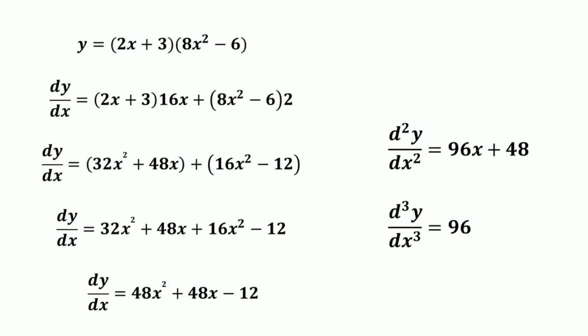Similarly, we can again go for the higher order derivative because the second order derivative is itself again a differentiable function. So for example, the third order derivative, which is d cube y by dx cube, is equal to the derivative of 96x which is 96, plus the derivative of 48 which is equal to 0.